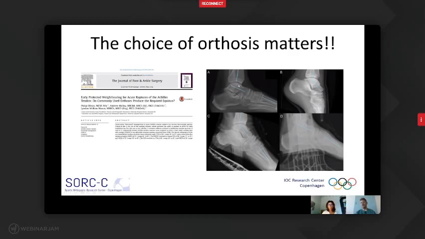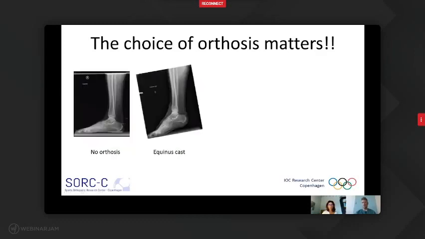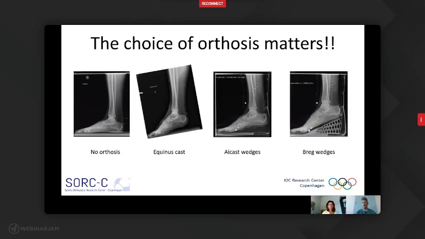you see that you do not have much difference between A and D, whereas in B and C, you have much better plantar flexion of the ankle joint. We have shown the same with different wedges. And you see here that if you use wedges with a plateau, you have the same problem, that you do not relieve the tension of the Achilles. So you have to use the wedges without a plateau in order to get a proper plantar flexion of the ankle joint.